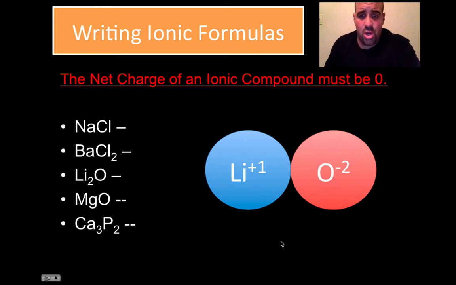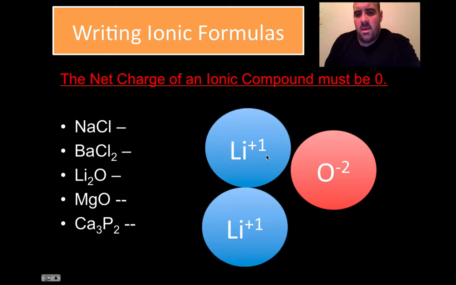-2. You need this whole charge to equal 0. So we're going to have to add another lithium atom to the mix. Now we have +1, which is a +2, and that cancels out with this -2. So whenever lithium and oxygen come together to form an ionic bond, it's going to be lithium 2 oxygen, or Li2O, lithium oxide.